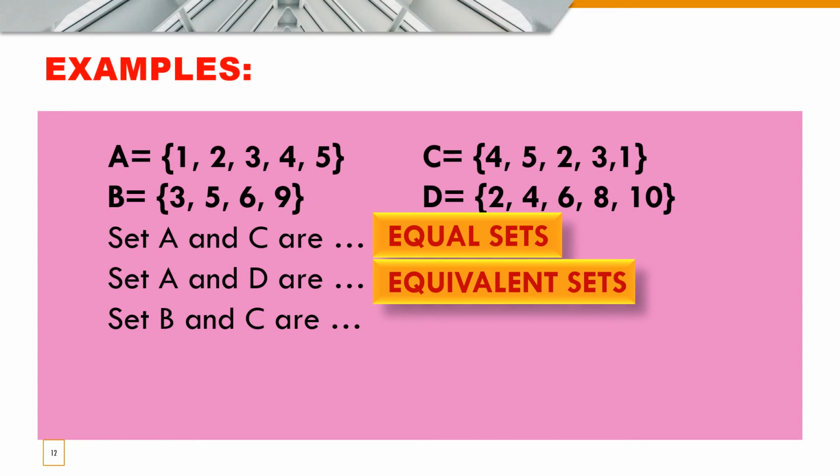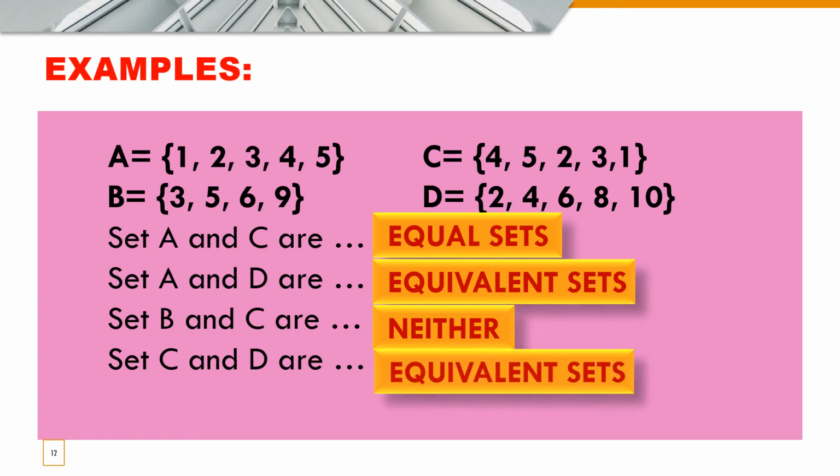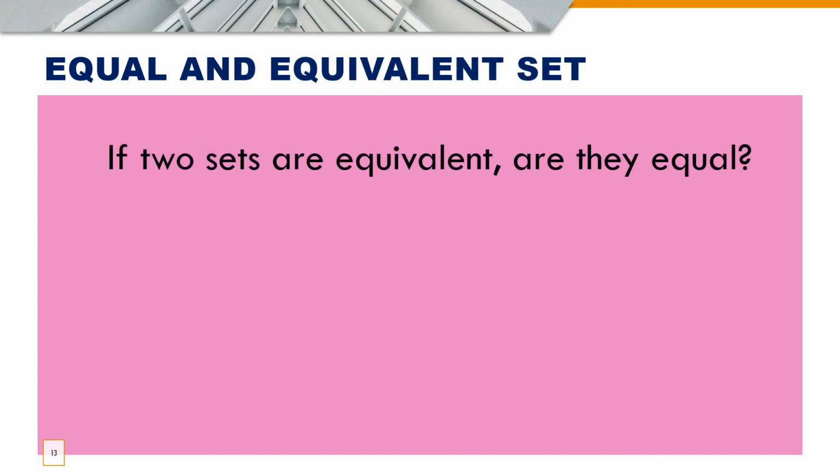Now let's have set B and set C. Are they equal? Are they equivalent? Okay, right. Neither. They are neither equal nor equivalent. And last, we have set C and set D. Very good. They are equivalent sets because they contain the same number of elements. If two sets are equivalent, are they equal?